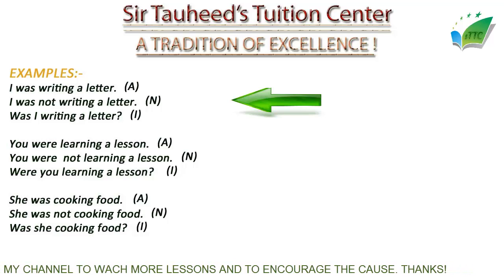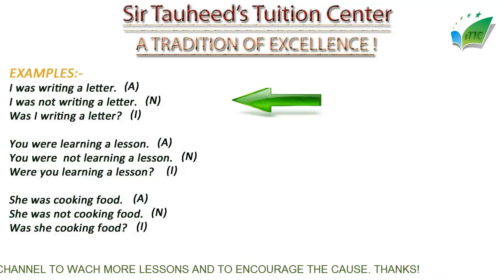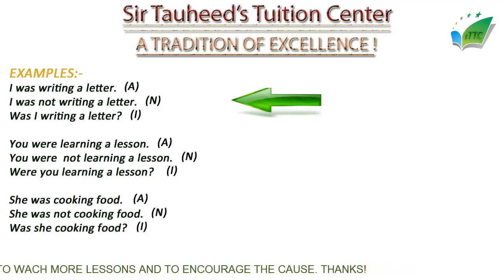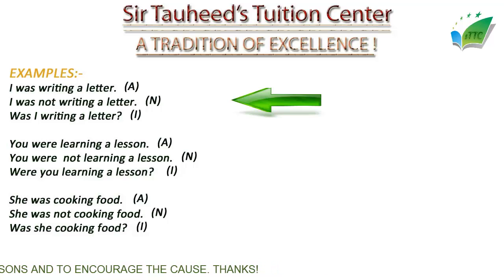And the whole sentence is, I was writing a letter. And this is an affirmative sentence. To make its negative sentence, we only have to put not after the helping verb. Here, the helping verb is was. I was not writing a letter. Other things remaining the same, the sentence has become negative.